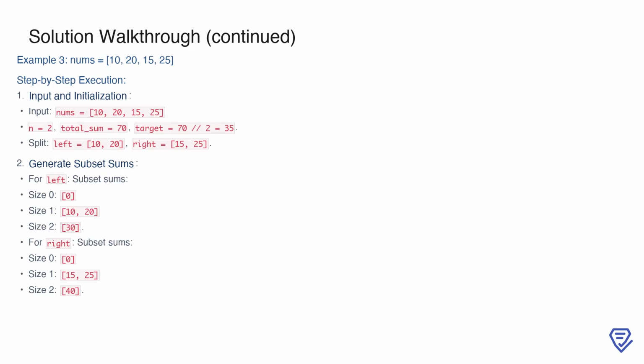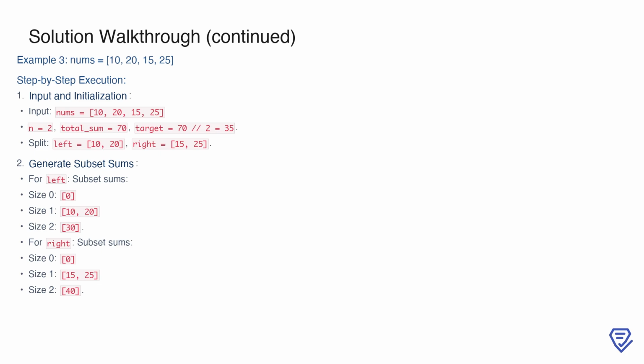We then generate all subset sums for these halves. For left, the sums are 0 for size 0; 10, 20 for size 1; and 30 for size 2. For right, the sums are 0 for size 0; 15, 25 for size 1; and 40 for size 2.